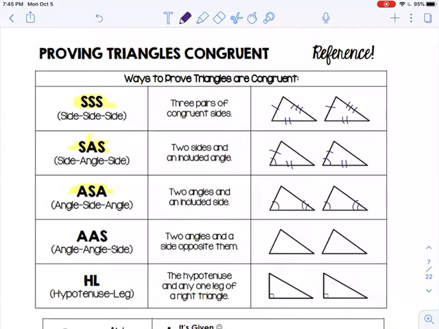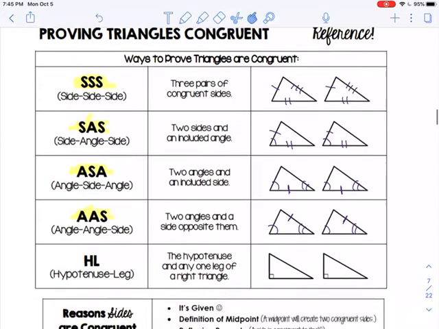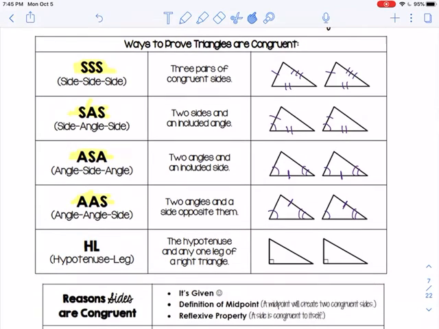Angle side angle means that this time you have 2 angles and the included side between those 2 angles are congruent. And angle angle side means that you have 2 angles congruent to 2 angles and a side. It doesn't matter which side, but the side is not between the 2 angles like it was above for angle side angle. Again, these are shortcuts for proving the 2 triangles are congruent.